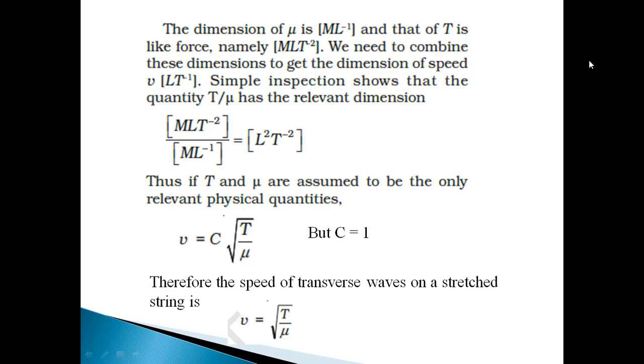To remove the proportionality sign, you introduce a constant. So speed is proportional to square root of T by mu, or speed is equal to capital C into root of T by mu, where C is a constant, and experimentally it has been found to be 1. Therefore, the speed of transverse waves on a stretched string is V equal to square root of T by mu.